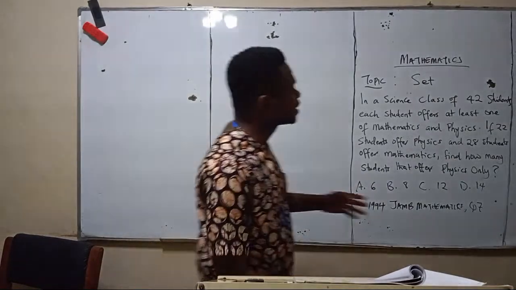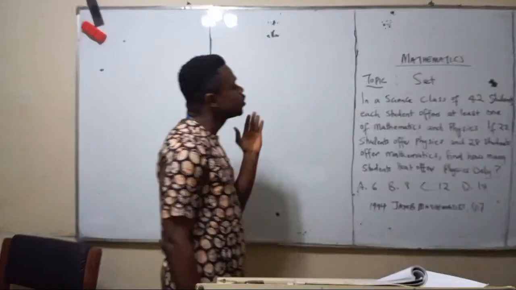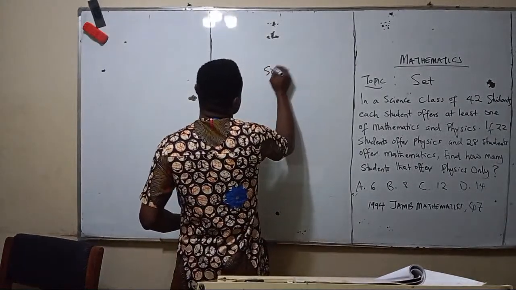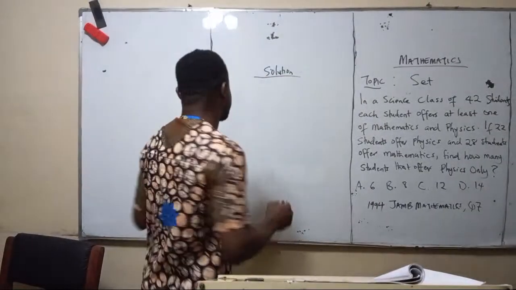The universal set here is the class of 42 students. So the best way to go is to represent this in a Venn diagram. Solution. If we represent this in a Venn diagram, we have something like this.